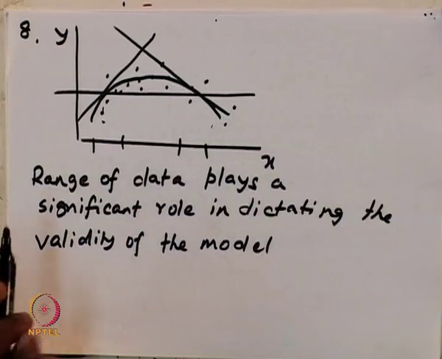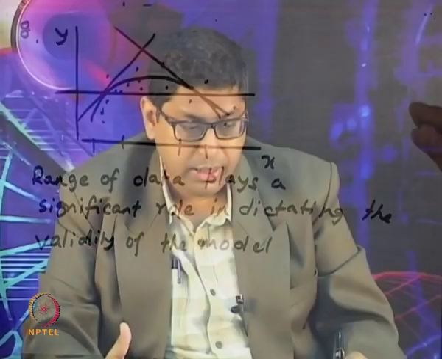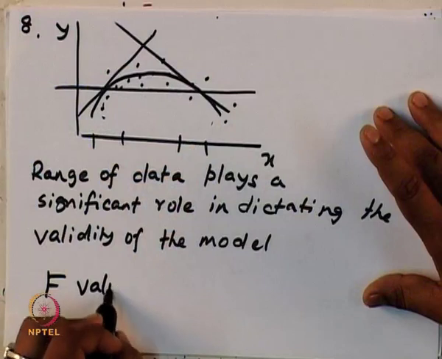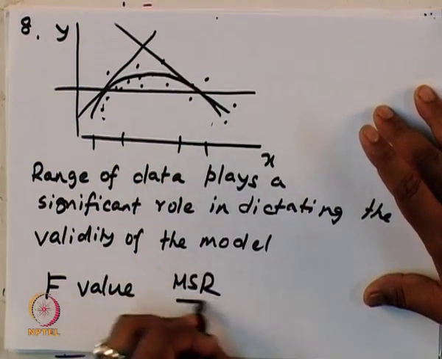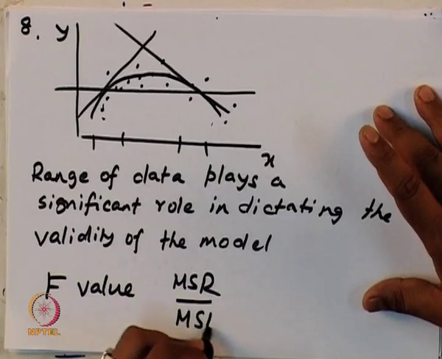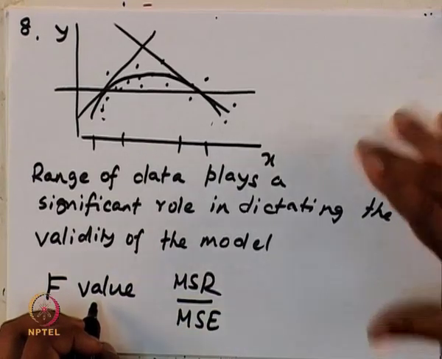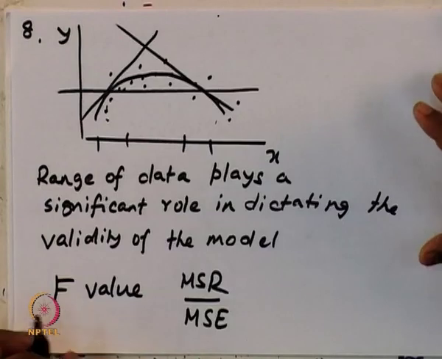So, that concludes how you can make use of ANOVA. Oh, I forgot to mention one thing. After you do all of this, you can calculate the f value, as MSR by MSE, to determine whether your hypothesis of linear regression is good or not.